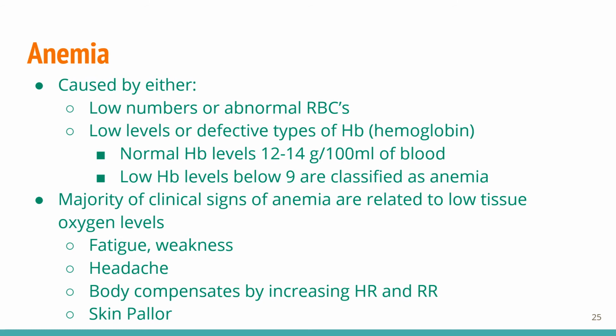So why are they having a low red blood cell amount? They either have low abnormal red blood cells, or they have low or defective types of hemoglobin. Your normal hemoglobin level is about 12 to 14 grams per 100 mils, and a level of 9 is actually considered anemic.